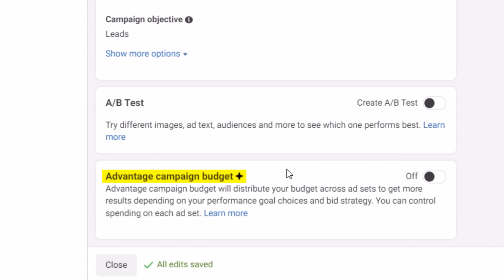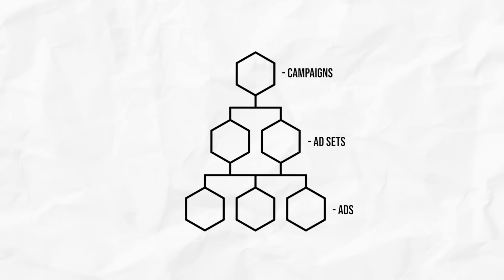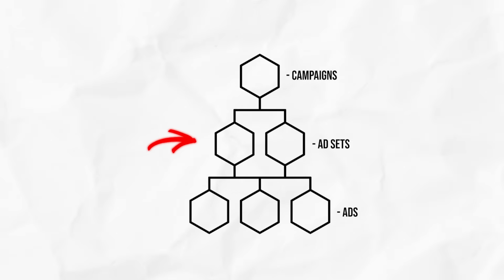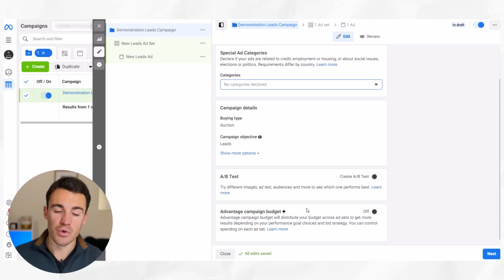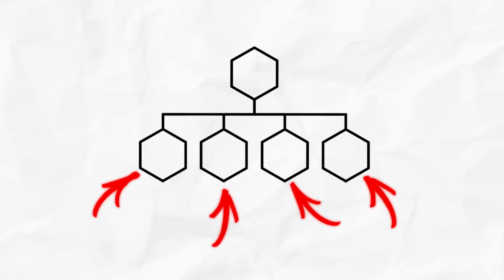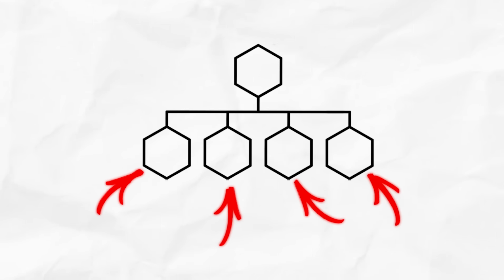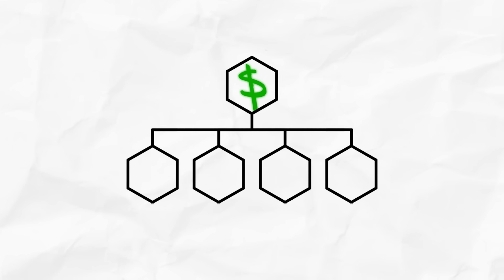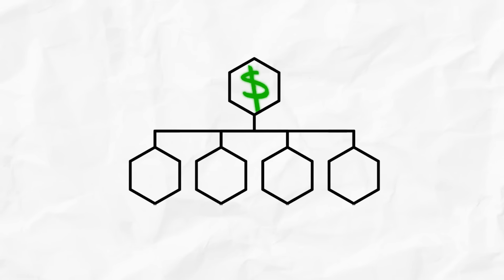Now what this means is that, do we want the budget set at the ad set level for individual ad sets, or do we want the budget set at the campaign level? Just to explain, we're jumping ahead a little bit here, but it's important for the context of this feature. Within one campaign, we would usually have 4 to 5 different ad sets. Each one of those ad sets would have a different targeting option. That allows us to test different targeting options to see which performs best. If we turn on advantage campaign budget, we can set one budget at the campaign level that is then distributed to those ad sets according to performance.